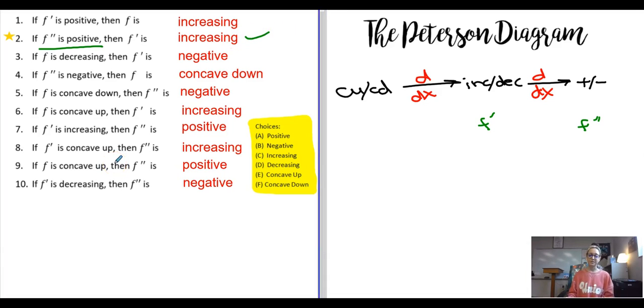Okay, what I would like for you to do next is go look at the solutions, the video solutions for AP sets 3A and 3B, and this is really where this Peterson diagram is going to come into play.